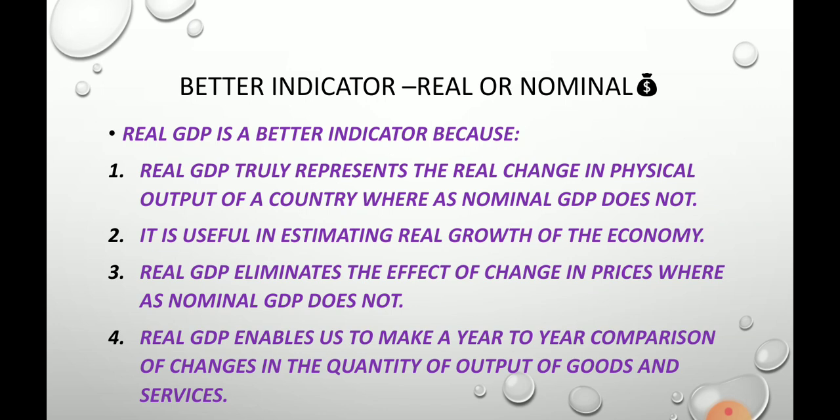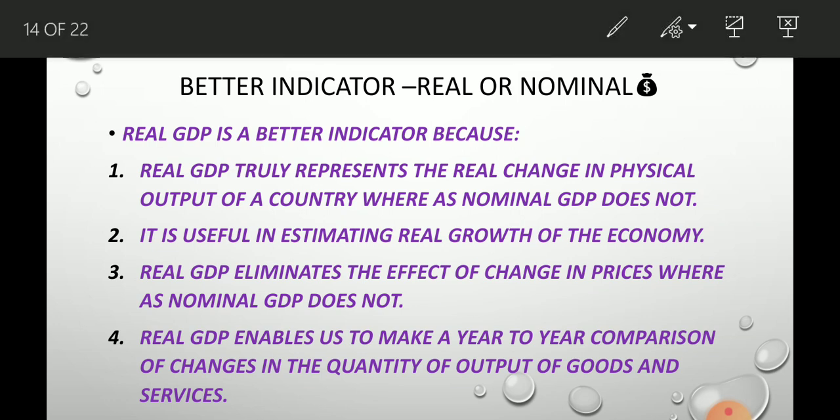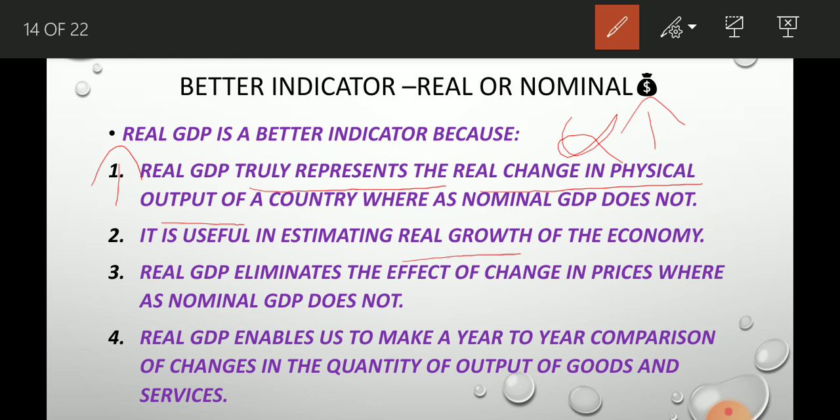Here I have written more points on why real GDP is taken as a better indicator compared to nominal. The first point is that real GDP truly represents the real change in physical output. It means that an increase in real GDP is only possible when there is an increase in quantity. Second, it is useful in estimating the real growth of the economy. Only with the help of real GDP are we able to understand whether there is an increase in the production of goods and services or not.